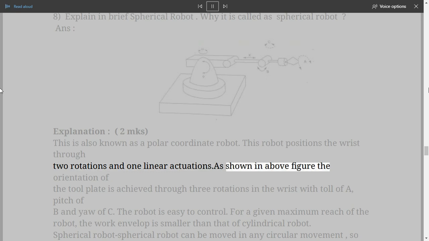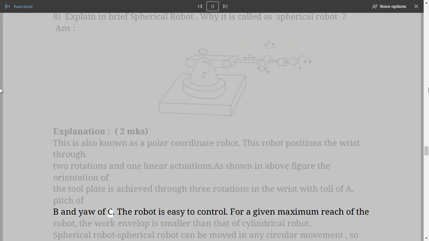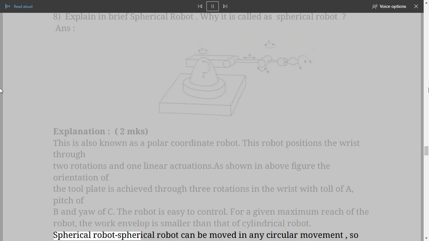As shown in the above figure, the orientation of the tool plate is achieved through 3 rotations in the wrist with roll of A, pitch of B, and yaw of C. The robot is easy to control. For a given maximum reach of the robot, the work envelope is smaller than that of a cylindrical robot. Spherical robot can be moved in any circular movement, so it is called a spherical robot.